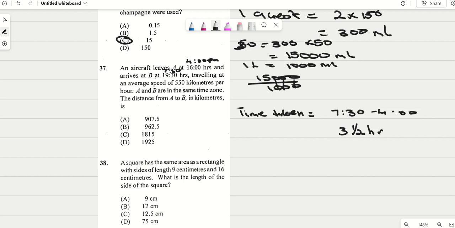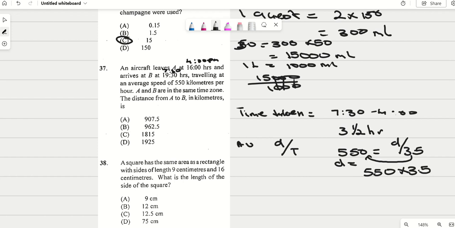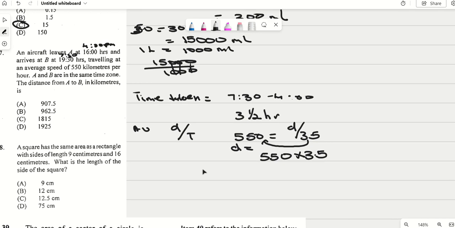Now they're telling you that the average speed is 550 per hour. So we know that average is distance over time. They told you average is 550, so 550 is equal to distance over 3.5. So my distance, if you carry across, divide by 3.5 turns to multiply. So it's 550 multiplied by 3.5, right? So let us multiply this out.